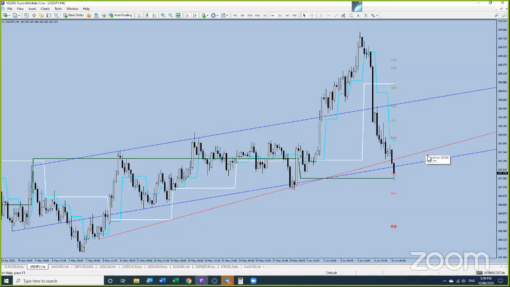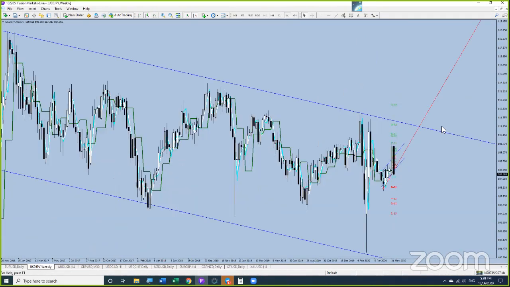What I'm looking for is a nice bounce here, but not yet. I want to see a couple of bars of consolidation, then get back above the trend line and back into the range or the ascending channel and retest it. Then I'll be happy to go long. I would take profit here, and I'd let the rest rip to that descending channel that we see right up here. So that's dollar yen for me.